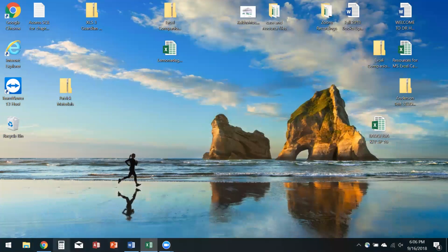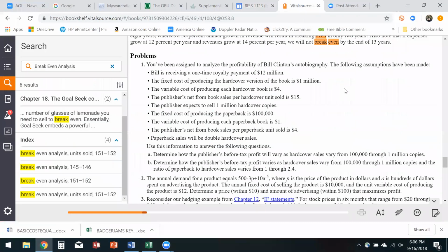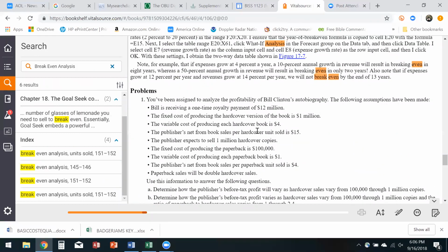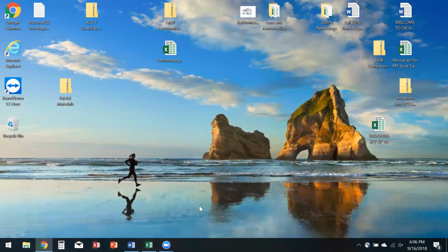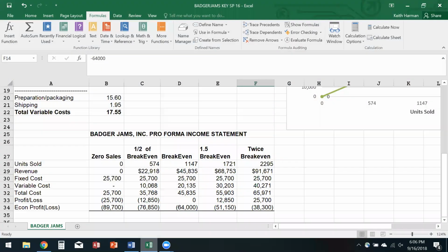And if we go back over here and we go to Vital Source, this textbook talks about modeling, developing models, templates. And so we're working from the model for break-even analysis. Now notice what we've got going on here. Here's the pro forma, okay? And so I worked through a set of scenarios.